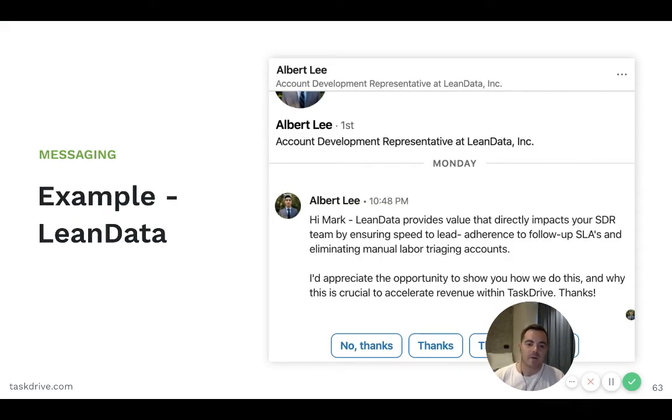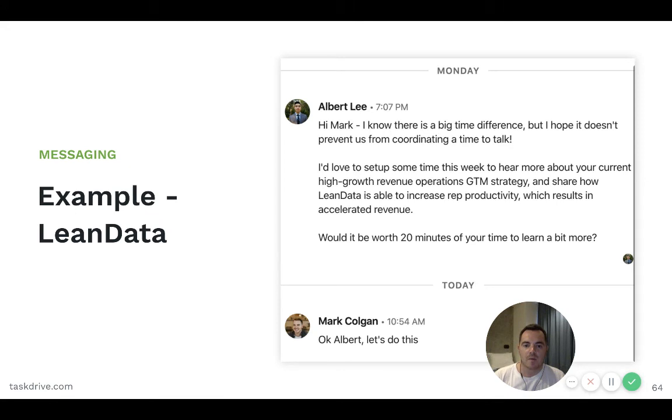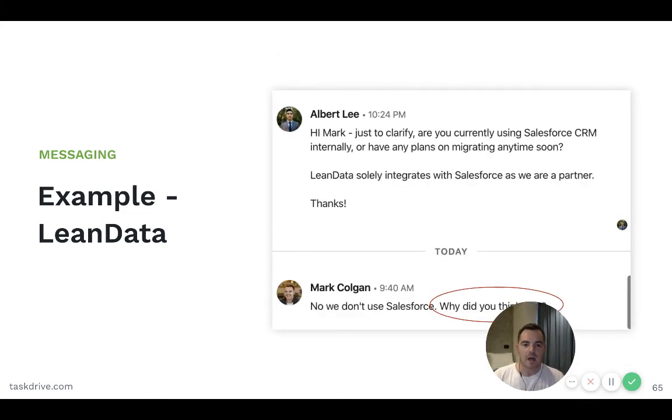He then sees that email's not working, so he decides to come onto LinkedIn. So he messages me on LinkedIn, gives me a pitch of what Lean Data is, and then wants to give me the opportunity. That's a little bit more about him than it is about me, but I'll forgive him. And then he sends me another follow-up, and by this time I feel a bit guilty. So I say, okay, Albert, let's do this. Let's set up a call.